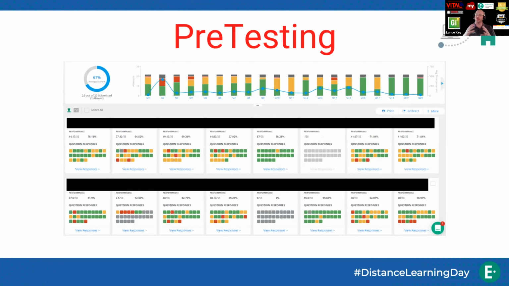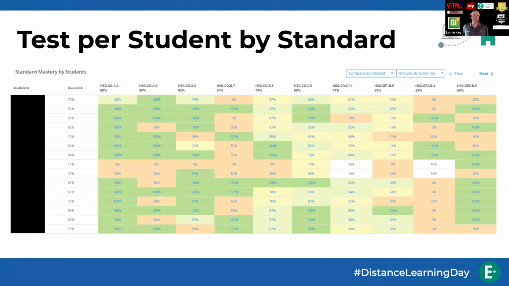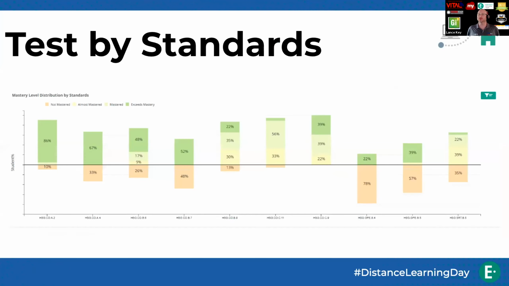So now we're getting our data so we can target our instruction and meet the needs of all students. On the next slide, it breaks it down by standard, so I know the exact standards that I need to cover. And on the last one, it has it by standard type and by each question on there. So this is how you could do it if you did it through Edulastic.